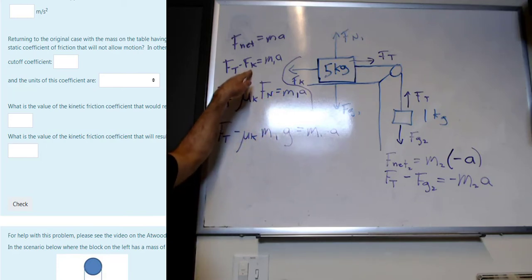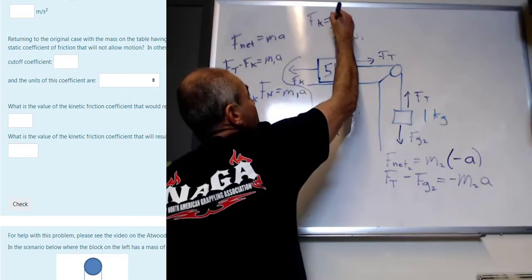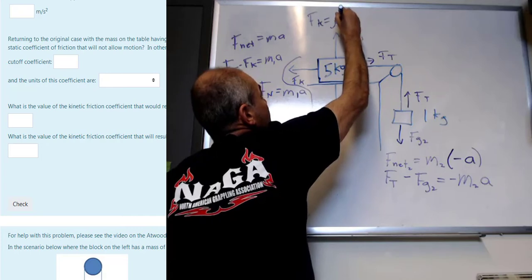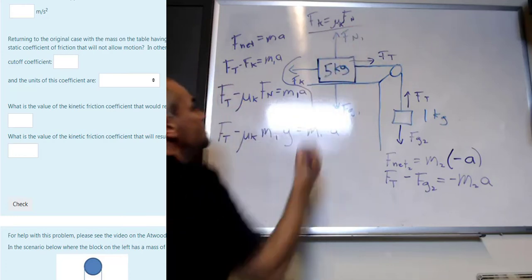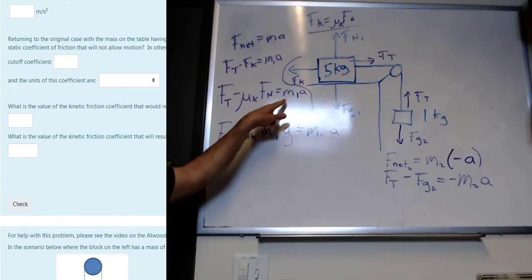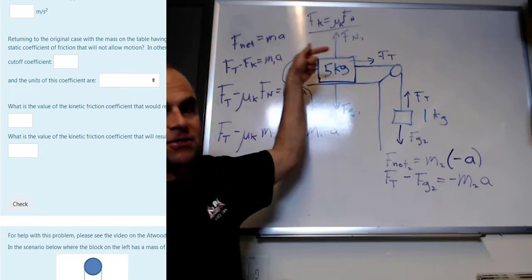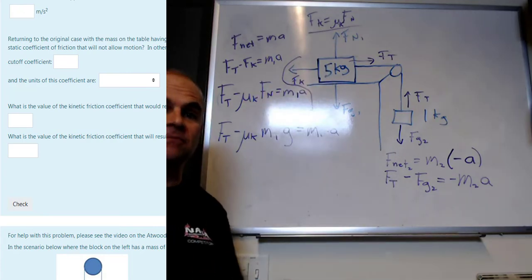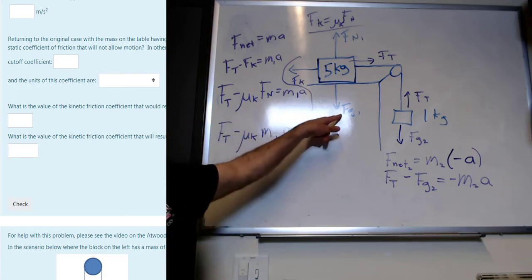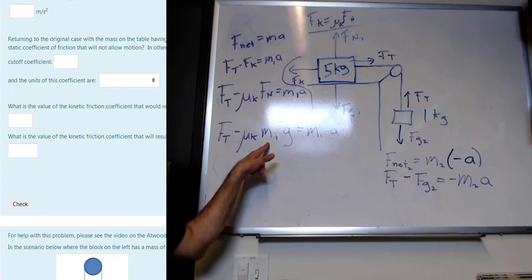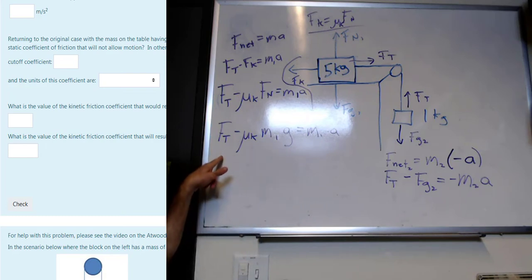I plug in Fk here. The definition of Fk is, of course, mu k Fn. That is the definition of the kinetic friction. So I substitute it here. And that's equal to m1a, where m1 is that block's mass, 5 kilograms, times the acceleration of that block in that direction, which is going to be 0.1 meters per second squared. But I like to wait till the end to substitute all the numbers in. Then I know that Fn over here is equal to Fg1, which is equal to m1 times g. So I just substitute Fn with m1 times g. And this is my full equation for this side here.